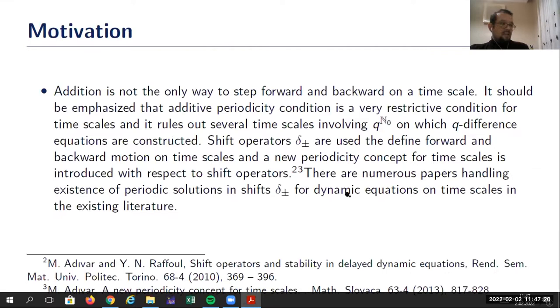Therefore, of course, there will be so many domains which are not closed under addition. And we have to emphasize that addition is not the only way to step forward or backward on a domain, on a time scale. For example, in literature, we have very famous equations. They are called Q difference equations or quantum difference equations, and they are not closed under addition. They are not translation invariant.